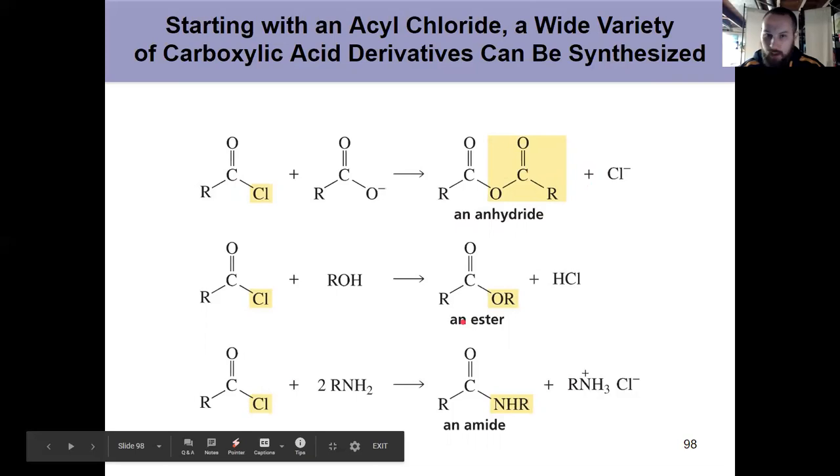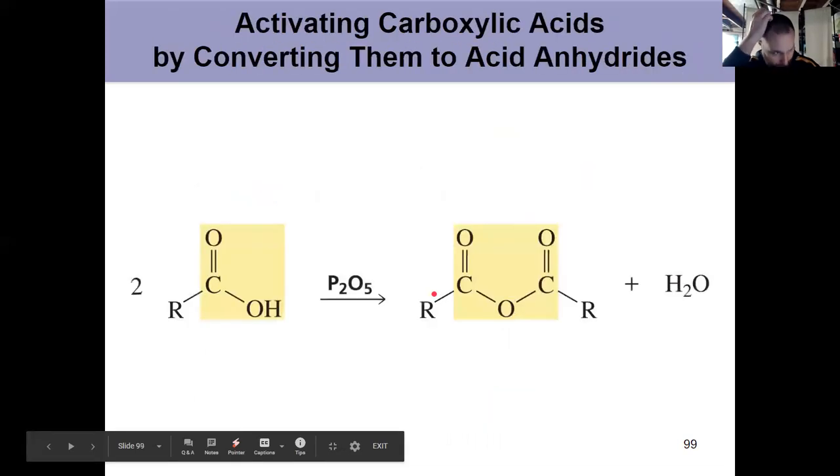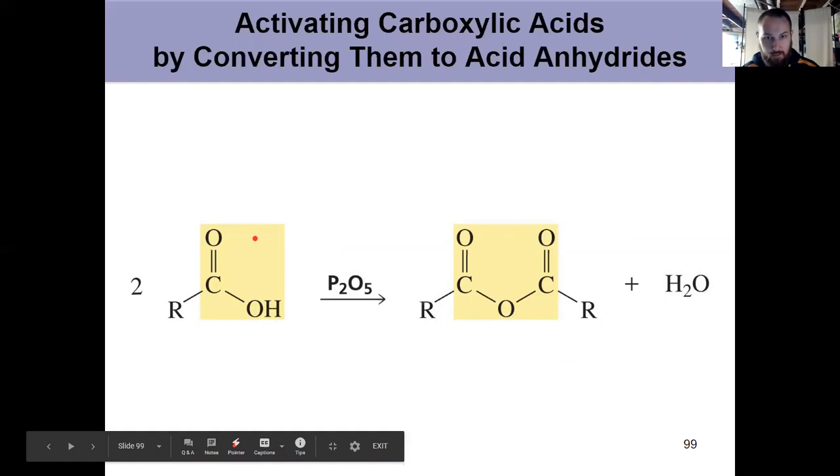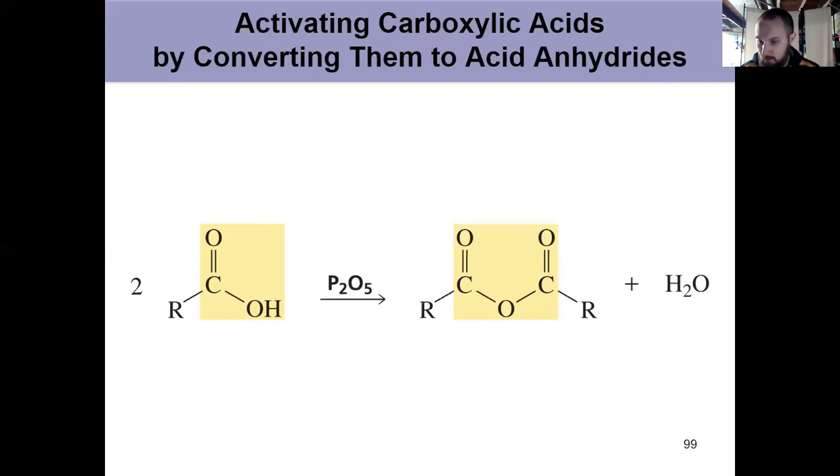You can also activate a carboxylic acid by turning it into an acid anhydride. Reacting with P2O5 is a less common reaction than the reaction with thionyl chloride or phosphorus trichloride, but it is a valid synthetic route to convert to an acid anhydride, which is more reactive than the carboxylic acid to begin with. Activating carboxylic acids is also something that's common in our bodies. I mentioned that those are pretty bioavailable.